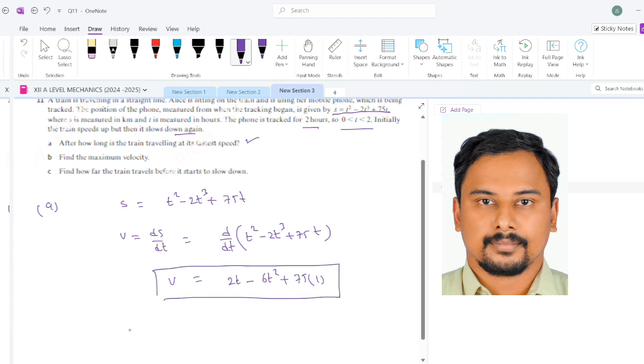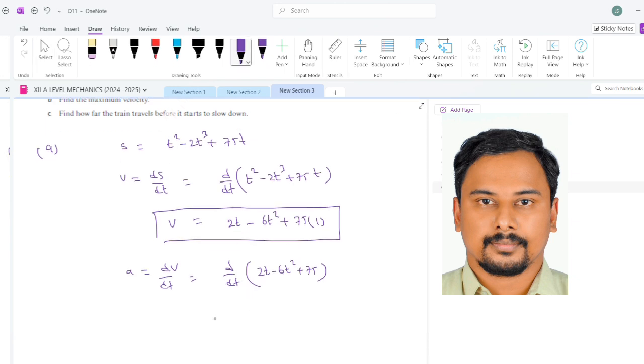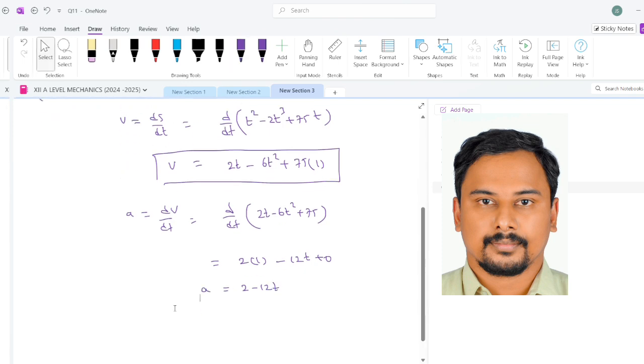Now to find the acceleration, again differentiate this. So dv by dt, that is d by dt of 2t minus 6t square plus 75. So 2 into dt by dt, that is 2 into 1, minus 6 into t square becomes 2t. Already minus 6 is there, so that becomes minus 12 into t. Derivative of constant 75 will become 0. So this becomes 2 minus 12t. This is the acceleration. So to get the maximum speed, acceleration must be 0.